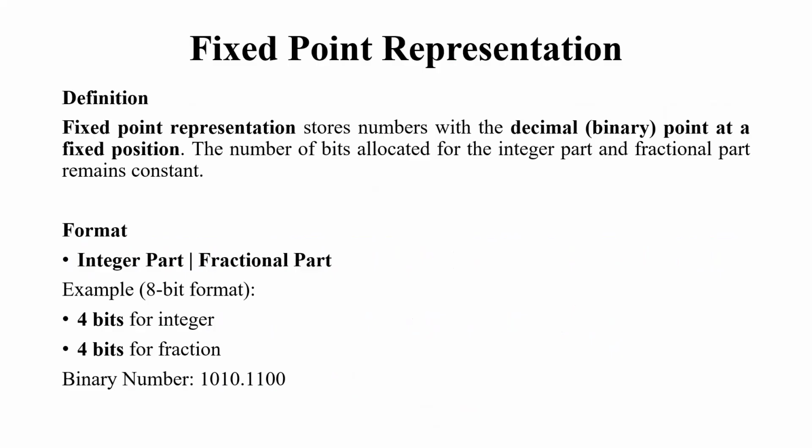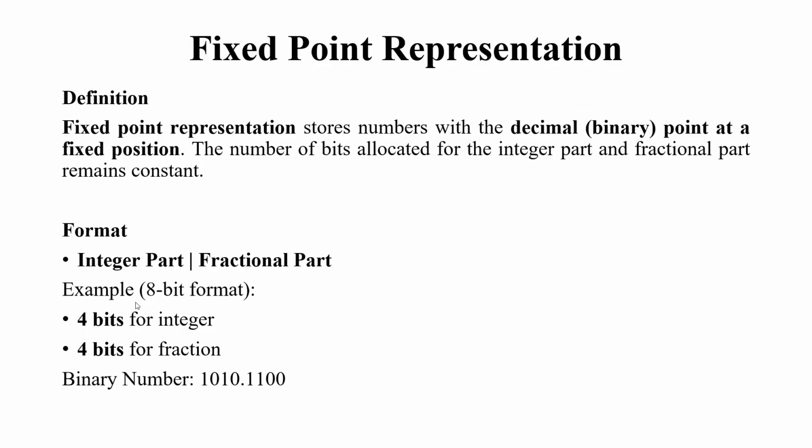First one, what is fixed point representation? This stores numbers with the binary point at a fixed position. The number of bits allocated, for example 8 bits, means after the decimal point that is a certain number of bits, 4 bits means the 4 bits. So the number of bits allocated for the integer part and fractional part remains constant. It won't change. That is called fixed point representation. So you can see a format: integer part, fractional part.